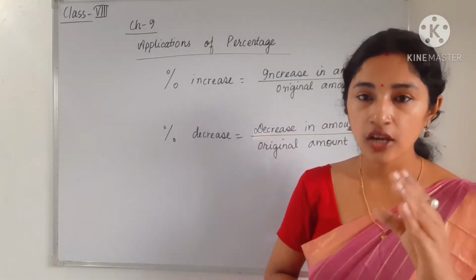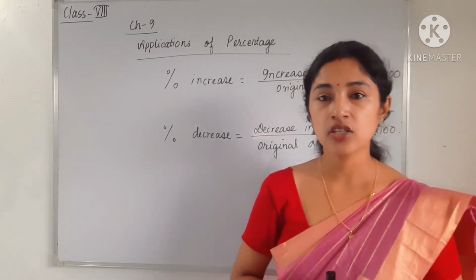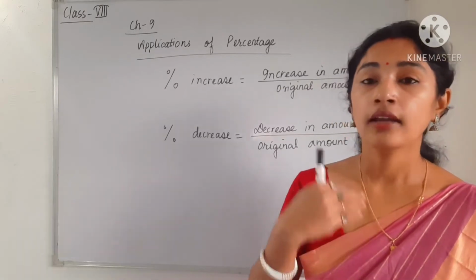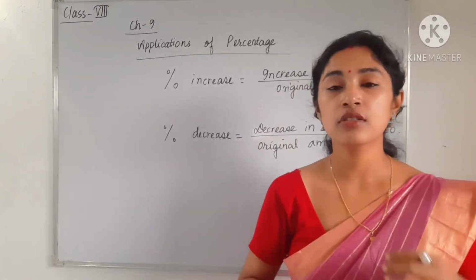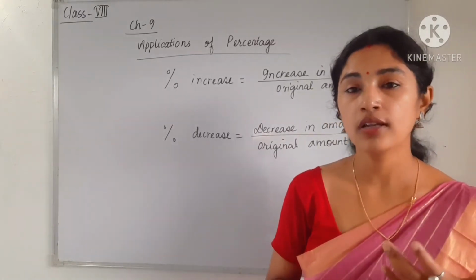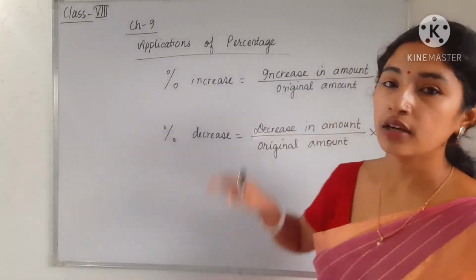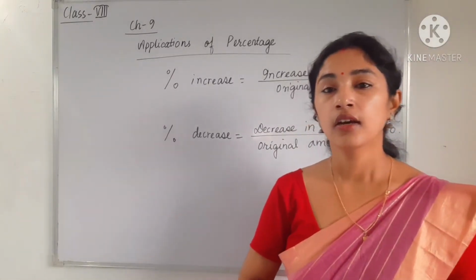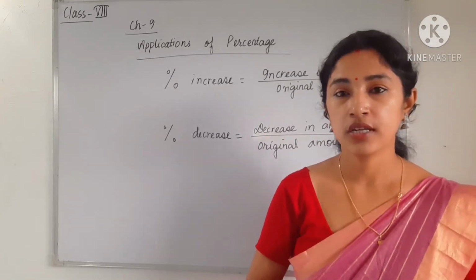So there is a change in the bus fare. The change is 50 rupees, and that change is increase in that amount, and that amount we have to write in numerator, and the original amount, that means previously it was how much? It was 100. So that amount we have to write in denominator, and then we have to multiply that fraction with 100 so that it will get converted into percentage.